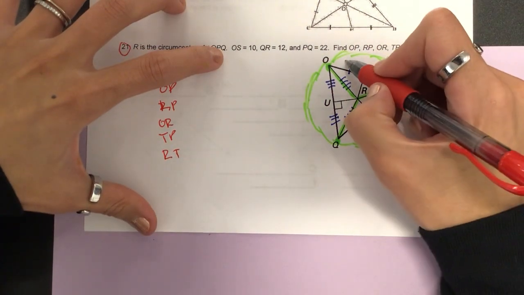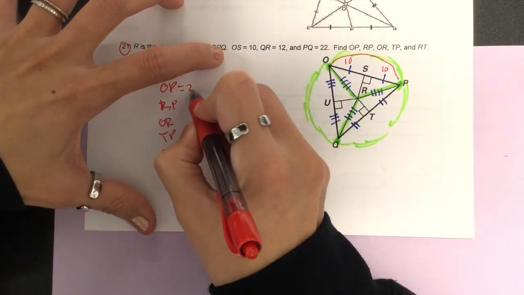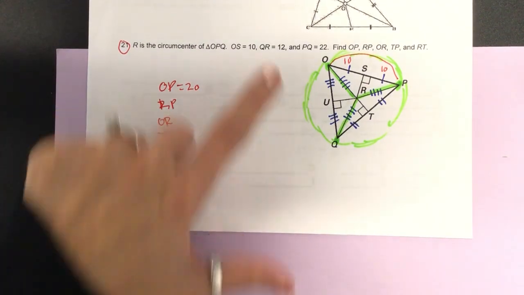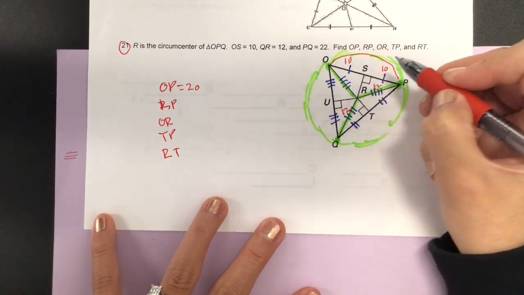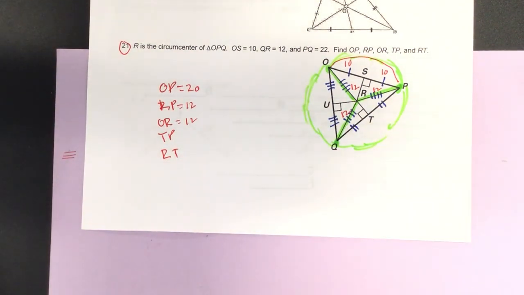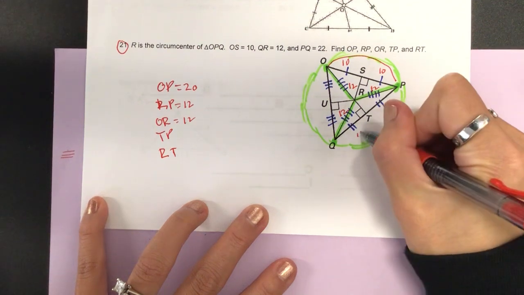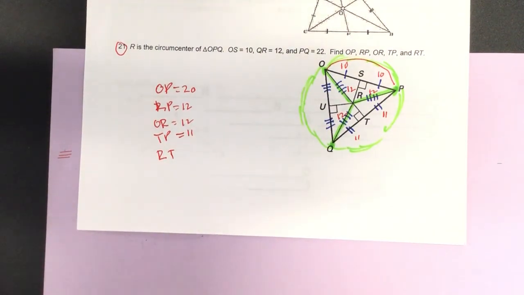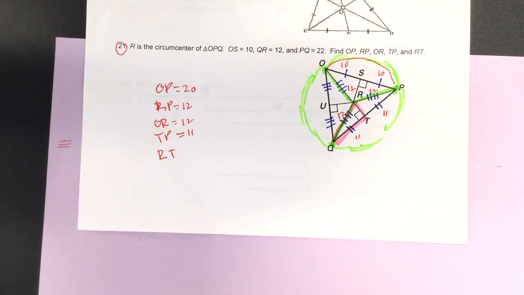So it says OS is 10. Then that makes SP also 10, which makes together how many? 20. And then it says QR is 12. So QR is 12. That also makes RP 12 and OR 12. Good so far? Okay. And then we have our TP. So it says that our PQ, the whole thing is 22, so they're each 11. So TP is 11. And then for my TR, when I highlight this triangle, it's going to create what kind of triangle specifically? A right triangle.